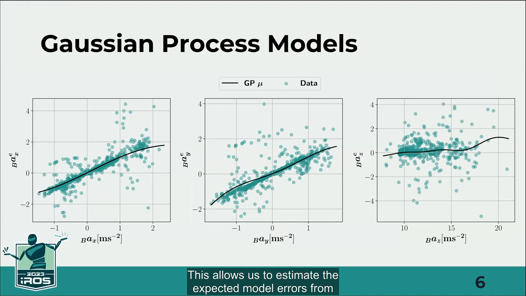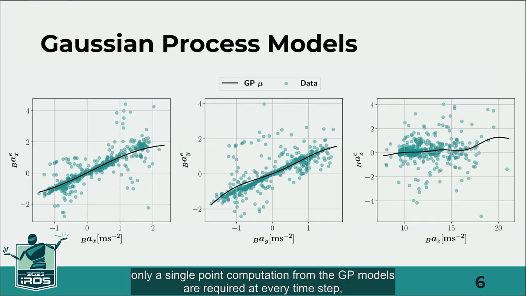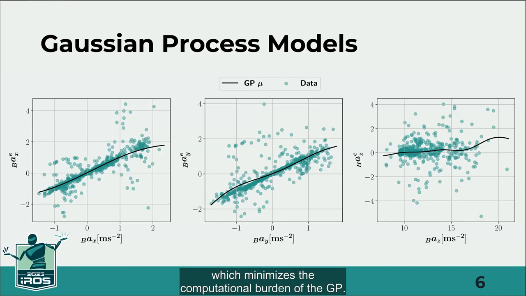This allows us to estimate the expected model errors from the current and new measurements to improve the accuracy of the model. Furthermore, since the data points in the estimation horizon are repeated, only a single point computation from the GP models is required at every time step, which minimizes the computational burden of the GP.